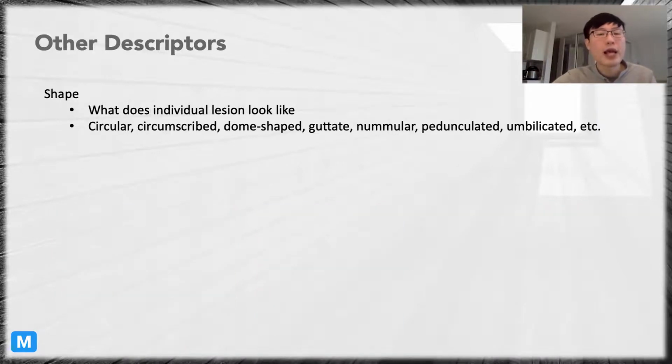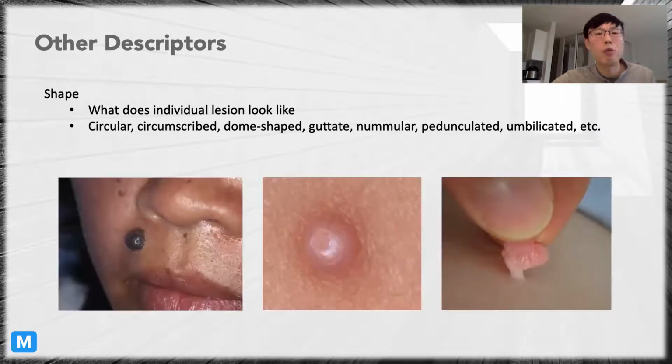And then the next term is called shape. It's basically how the rash looks. There are definitely some examples like circular, circumscribed, dome-shaped, guttate, nummular, pedunculated, umbilicated, because the shape of the rash can actually give you a clue what the diagnosis is. Let me give you some examples. The first one is a well-demarcated circular rash, a circular pigmented papule. And then the second one is classic umbilicated. This looks like an umbilicus, kind of a central indentation, an umbilicated papule. And the last one is a pedunculated papule. All of those are papules. However, the shape is very different.